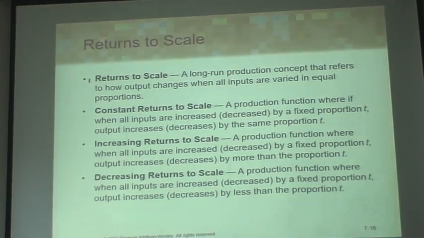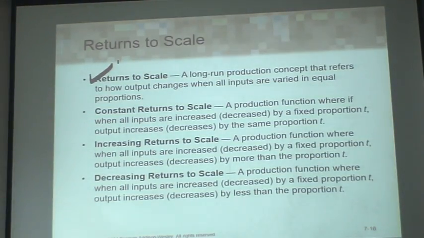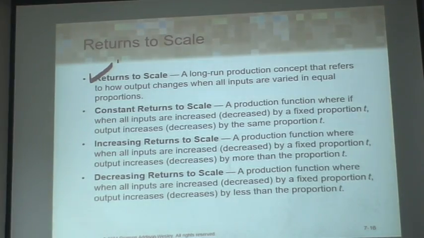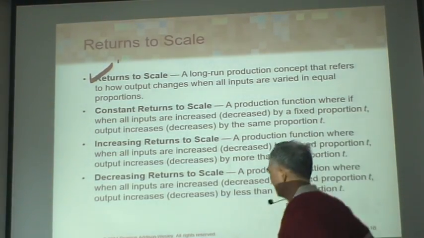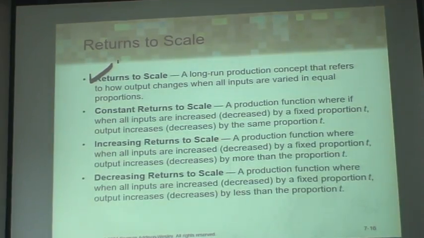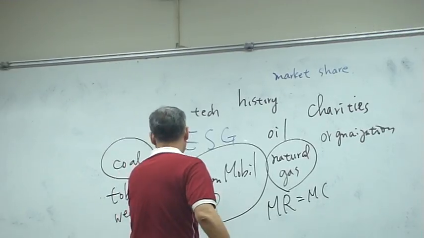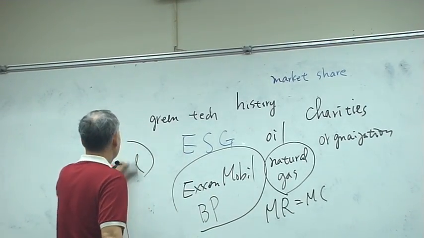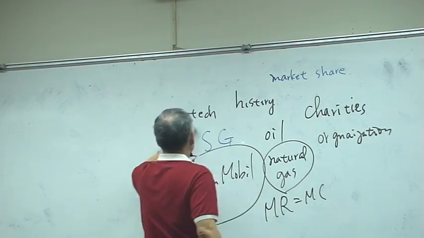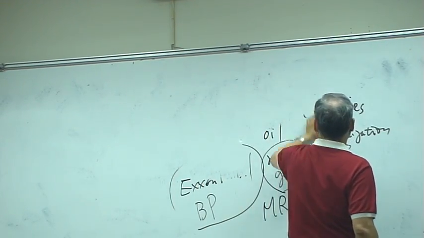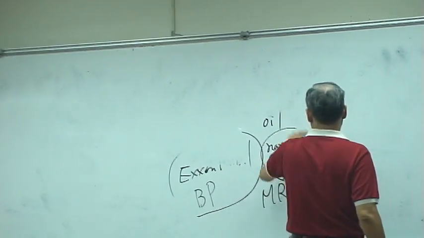Okay, this is where we left off last time. Returns to scale. We have constant returns to scale, increasing returns to scale, and decreasing returns to scale. And now we want to explain what all these ideas are about. There's one thing you need to remember. When we talk about increasing returns to scale, there is a rule about it, okay? So let us see what's going on here.